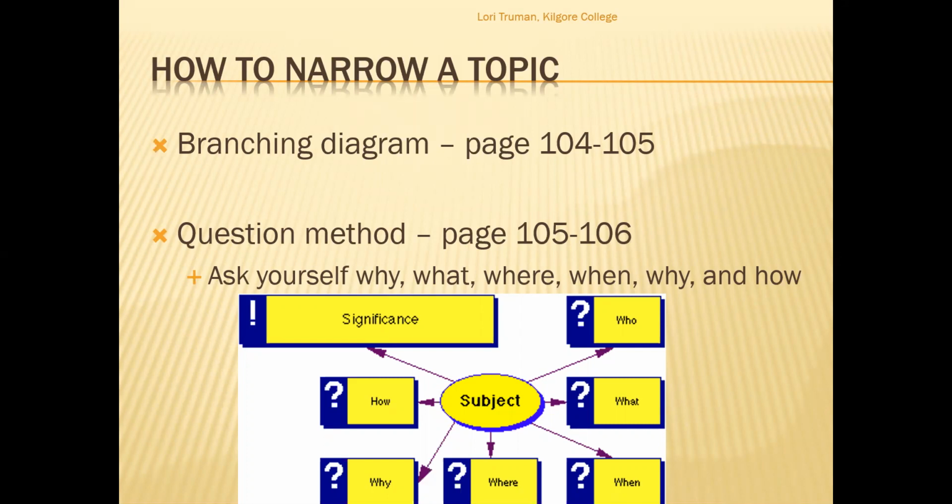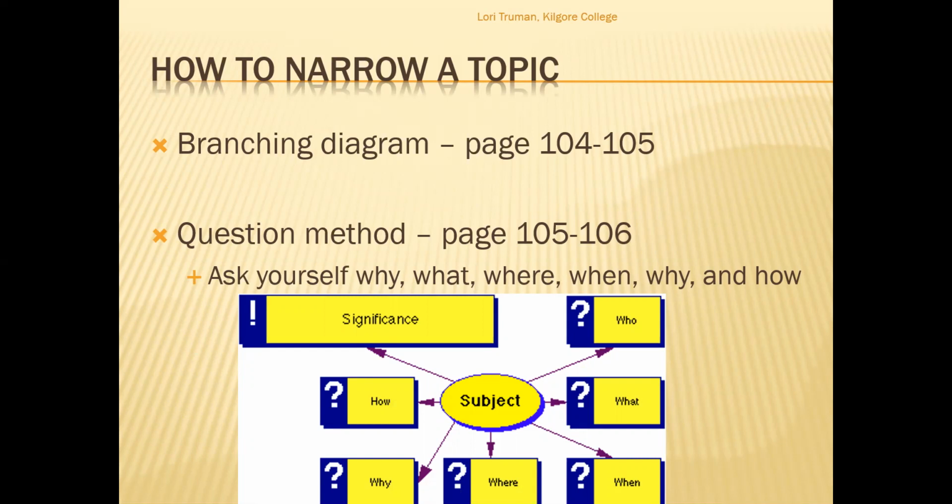Maybe it is the effects of divorce. Maybe that's too broad and we need to branch even further and just say the effects of divorce on children. Or maybe we want to do the steps of getting a divorce, kind of a how-to paper. Another method, which is mentioned in your book on pages 105 to 106, is the question method. Ask yourself questions about that topic to try to narrow your topic.